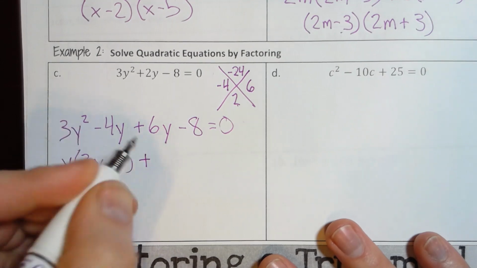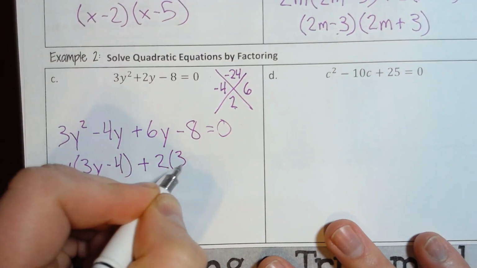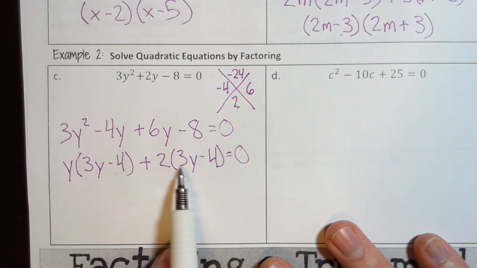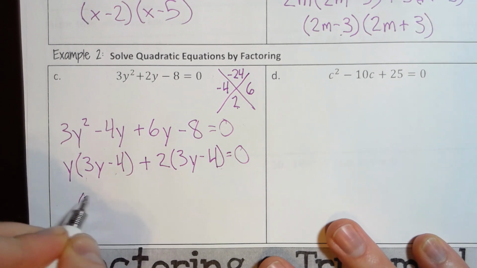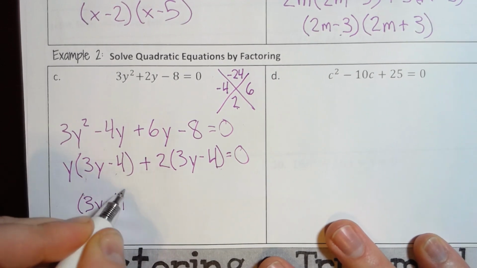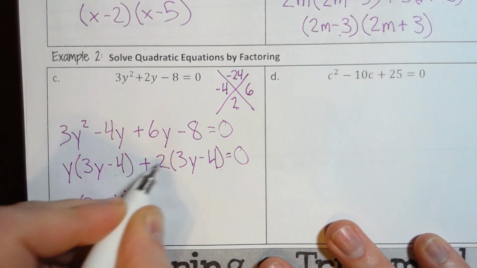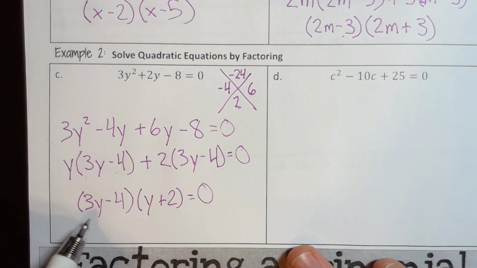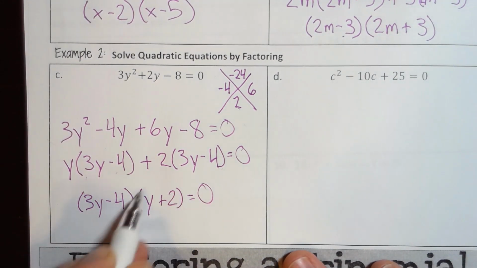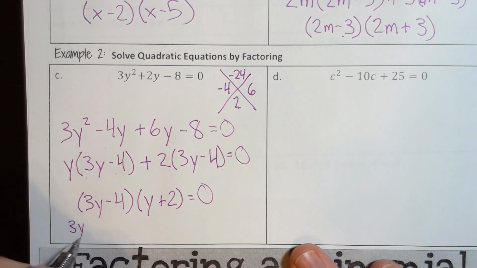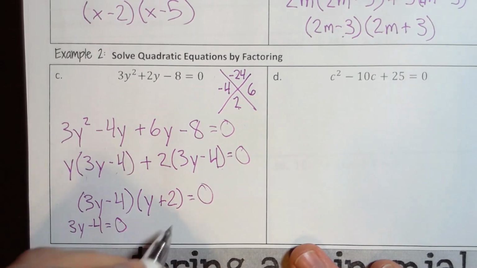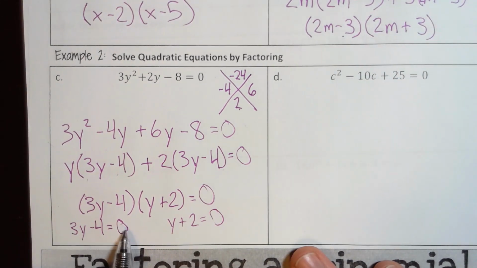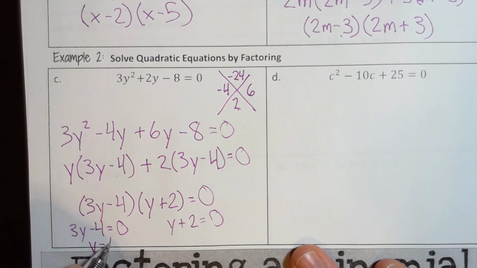Plus, I can factor out a 2 here, and I get 3y minus 4. And that should be really exciting for us because this and this are exactly the same. So I can rewrite this as 3y minus 4 times y plus 2 equals 0. Now I just need to figure out what makes this 0 and what makes this 0, okay? If you need to rewrite that down like this, you can. Well, in this case, I'm going to add 4, divide by 3, and I get y equals 4 thirds.